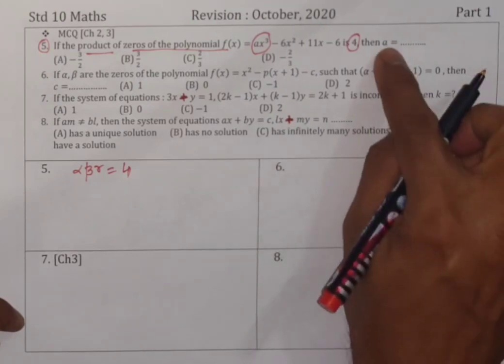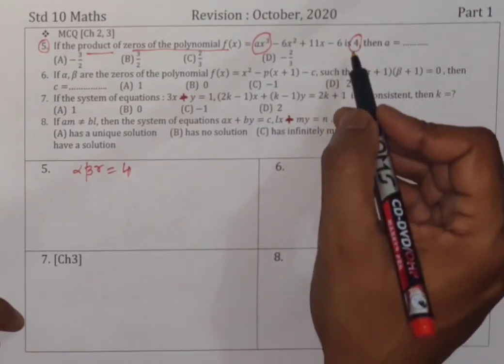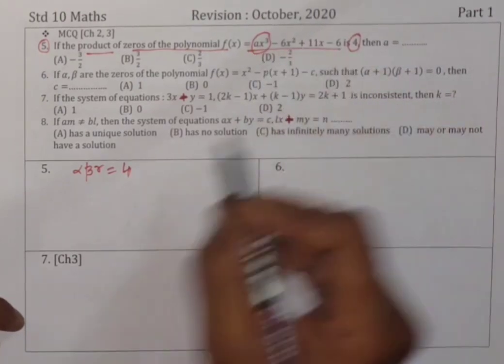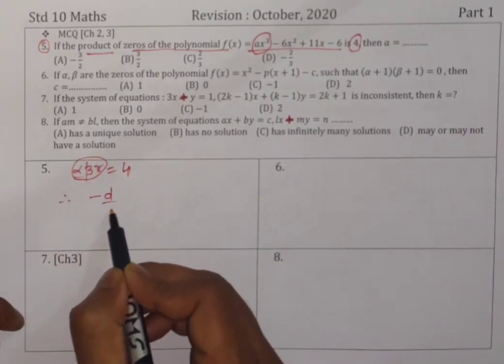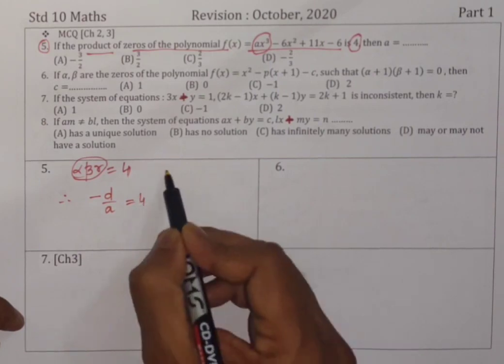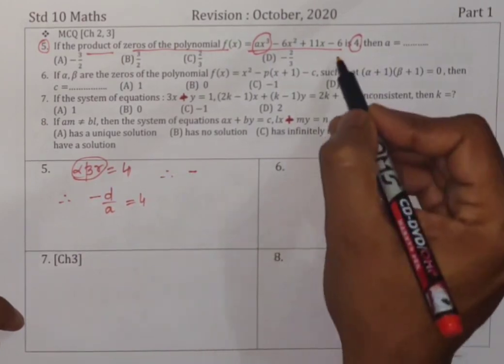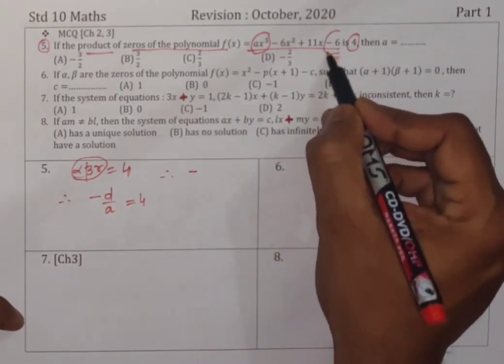So then find the value of A. Okay. What is the product of three zeros of cubic polynomial? Minus d upon a, that is 4. Therefore minus तो रहेगा और d क्या है?